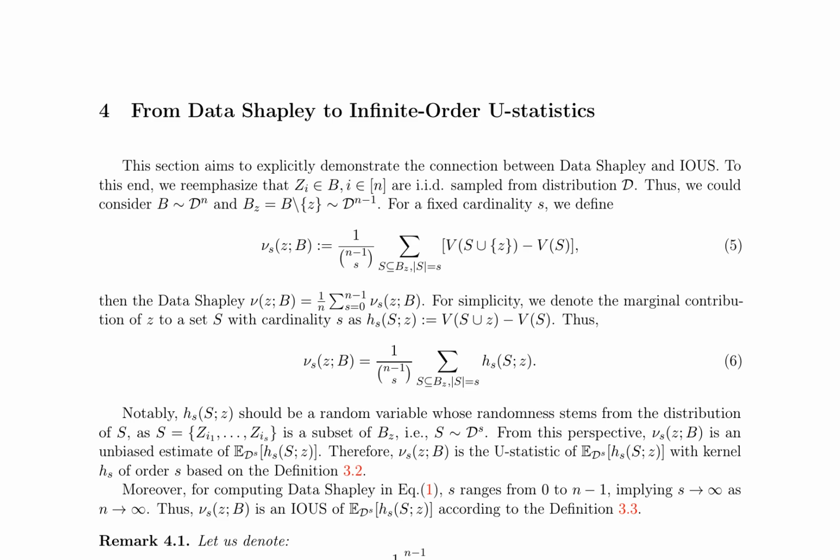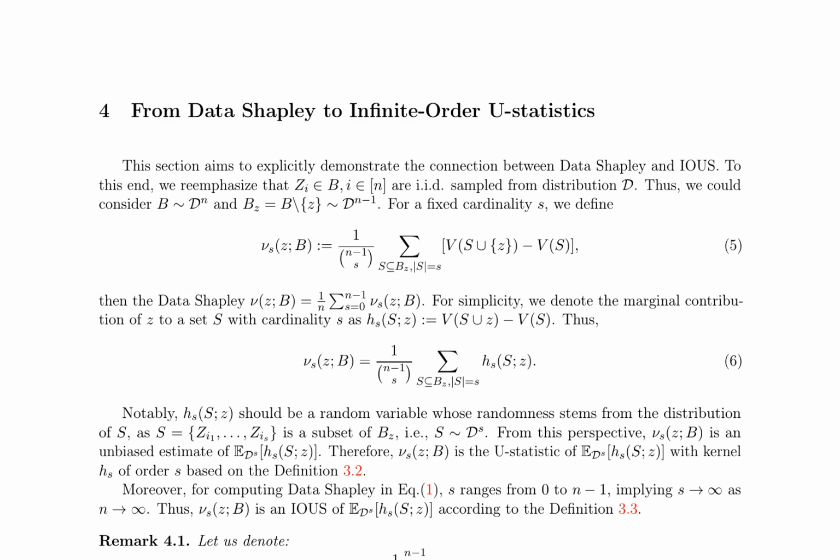The Data Shapley value, nu(z, B), is decomposed into its constituent parts, nu_s(z, B), which are U-statistics of the expected marginal contribution of z to a set S with cardinality s. Specifically, nu_s(z, B) is defined as the average of the marginal contributions of z to all subsets S of B\{z} with cardinality s, where B\{z} is the set of all data points except z. This decomposition is an unbiased estimate of the expected marginal contribution E_{D_s}[H_s(S, z)].